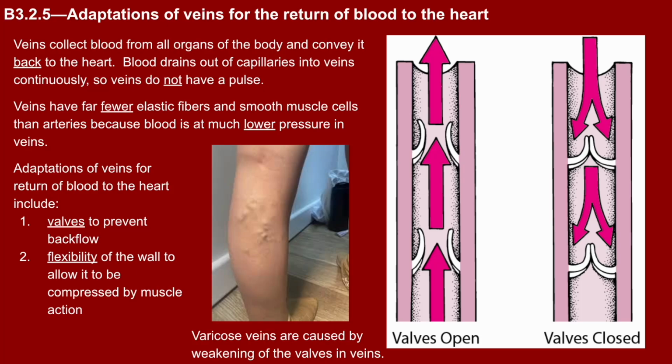Remember, veins go back into the heart, and so they're going to have valves to prevent backflow because they're moving a lot lower pressure. And so when the valves are open, that allows for unidirectional blood flow. If it tries to flow back, the valves will close and it will prevent backflow. Okay, they're also flexible, which allows them to be compressed by muscle action. And just an interesting fact, varicose veins are caused by weakening of the valves in veins.